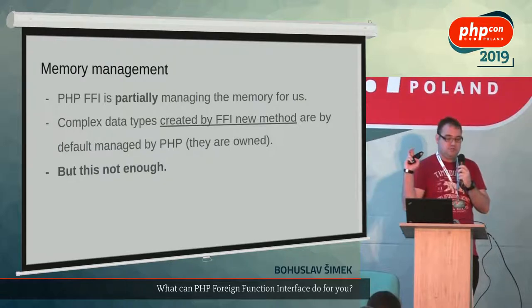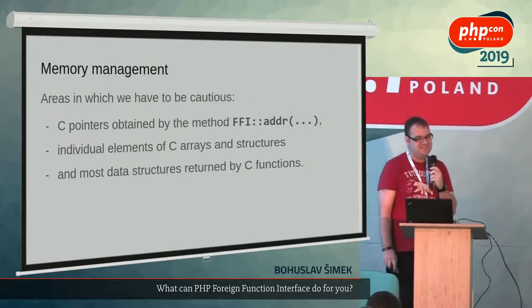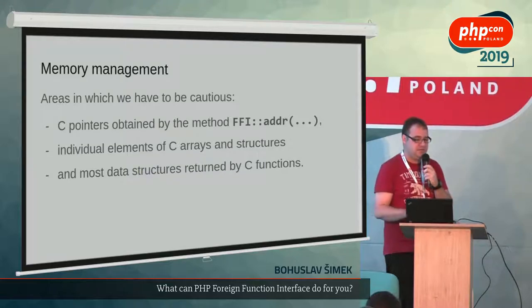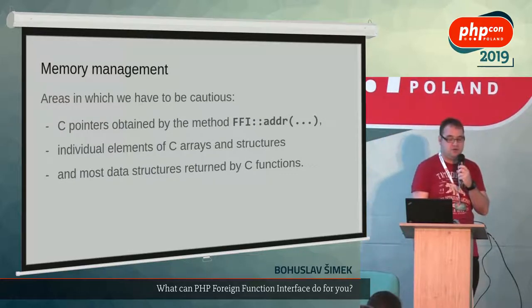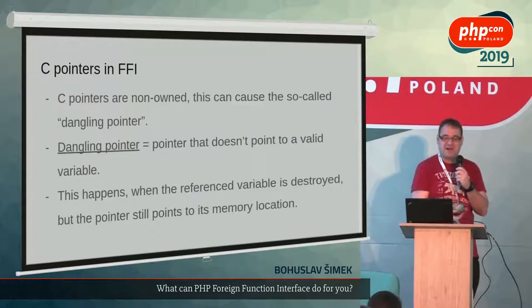They're so-called owned. But unfortunately, this is not enough, and there can be some areas in which you have to be cautious. These are, for example, the C pointer, which you obtain with the help of the add method, and individual elements of C arrays and structures. And actually, most data structures which will be written from the called C function. So, it's pretty much almost every area in which you have to be cautious. And I will start with the C pointers.